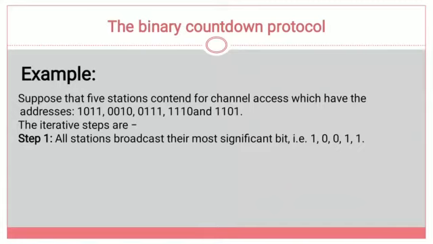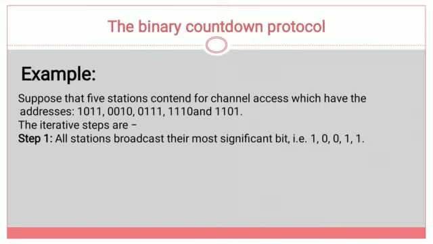So first step, all stations broadcast their most significant bit. Here we have 5 stations that want to transmit data. The 5 stations are kept in the slots of the contention window now. Now we need to find out to which station we will give the preference. So how will we give the preference?